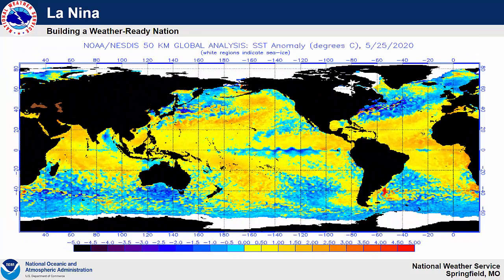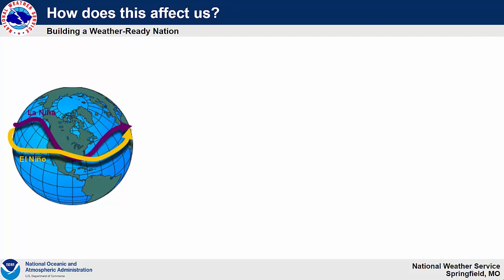This image shows the sea surface temperature anomaly, or the difference from normal. So you can clearly see the cooler than normal temperatures in the Pacific, which is what we'd expect in a La Nina pattern. So how does all of this affect us?